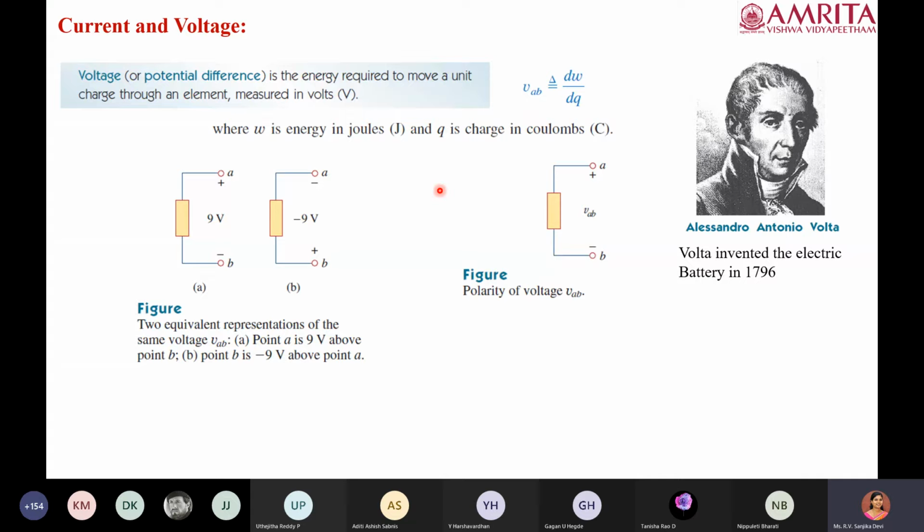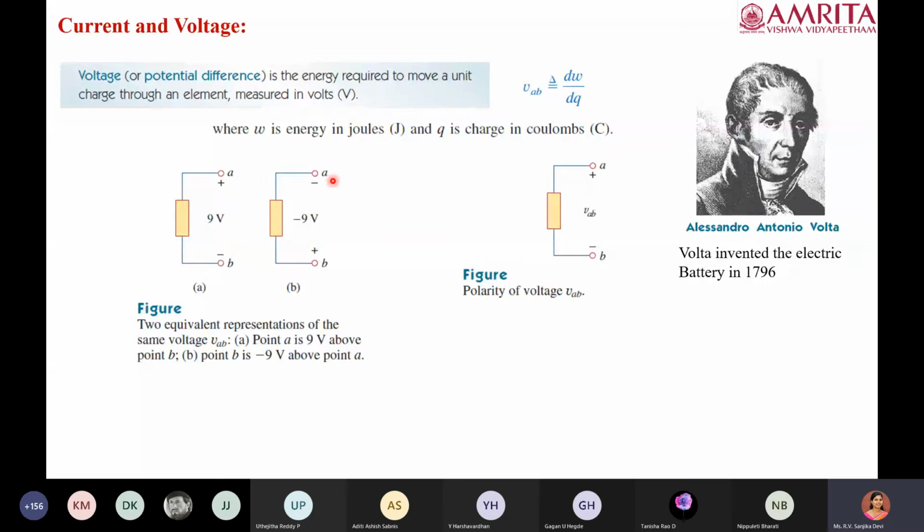And for this voltage, the polarity is very, very important. Say for example, in the first case, point A is represented using plus sign and point B is represented using minus sign, which means that point A is at a higher potential compared to point B. In this case, the voltage can be read as 9 volts. On the other hand, if the polarity changes, so if B is at a higher potential and A is at a lower potential, then this voltage has to be represented as minus 9 volt.